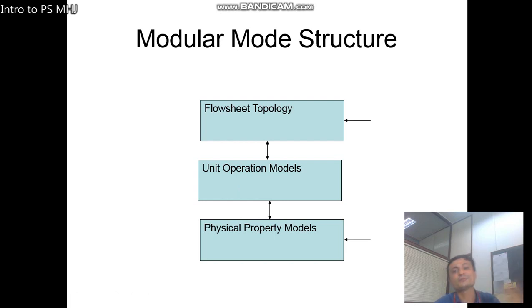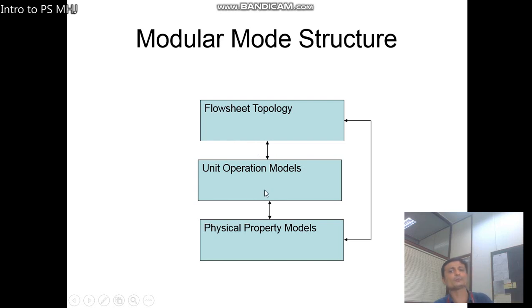At the same time, the streams going from heat exchanger to distillation, pump to heat exchanger, likewise. So that is your flow sheet topology. It continuously interacts with unit operation modules. So unit operation modules get input from flow sheet topology, generate output and give it back to flow sheet topology, and that input again comes to another module. So thereby these two keep on exchanging information.